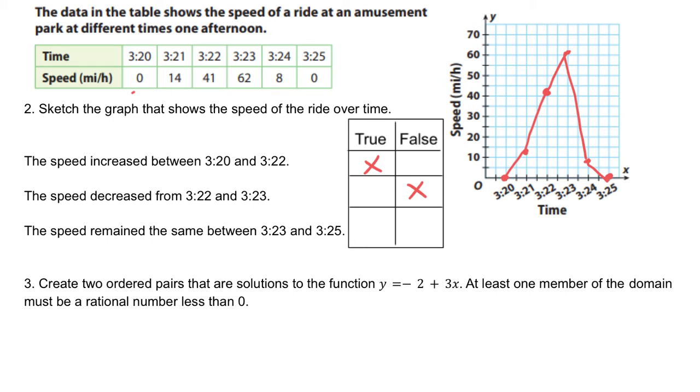And the speed remained the same between 3:23 and 3:25. From 3:23 to 3:25, it didn't stay the same. It just would have been a flat line. And it's not a flat line, so this is false again. I'm going to erase that little random mark I made. And yeah, that's that problem.